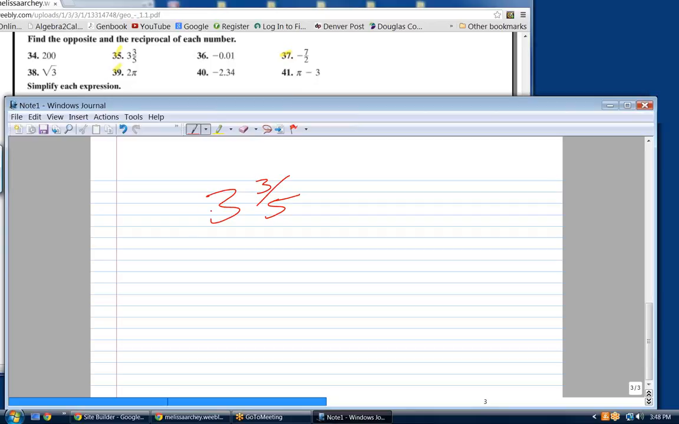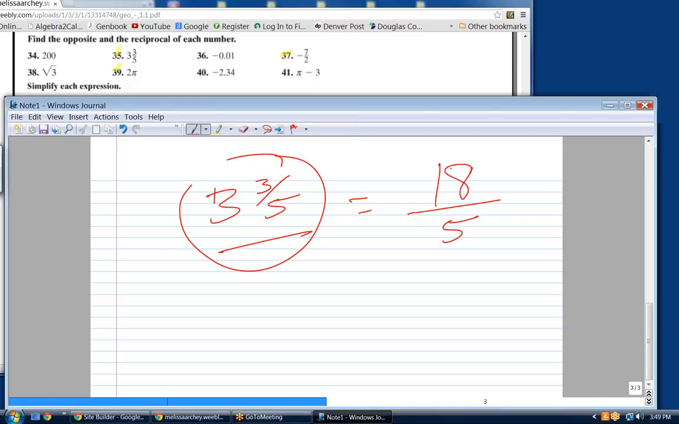Okay, so negative is the opposite. What's the reciprocal of this? Well, first of all, we need to put it into an improper fraction. This is a proper fraction. What's the improper fraction? How many total fifths is this? 8 times 3, 24 fifths? No, it's 5 times 3, which is 15, plus 3, 18.